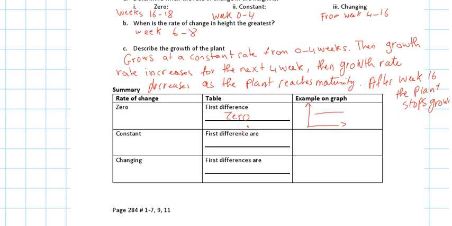If your rate of change is constant, that means your first differences are equal. And it's going to be a linear graph, a straight line on the graph. It could be going up or going down. If your rate of change is changing, then the first differences are not constant, so they're changing. And you'll have a non-straight line on the graph. Could be any way.